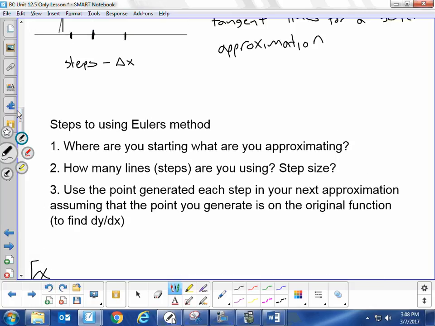Okay? Here's the steps we're going to take. First, you got to figure out where you're starting and what you're approximating. You got to figure out how far that distance is. Then you're going to figure out how many lines you're going to use or how many steps that you're taking. You may be told how many steps to take or what a step size is. Steps will be the lines. Step size will be the delta x, and you can use your delta x to figure out how many lines to get from one location to the other.